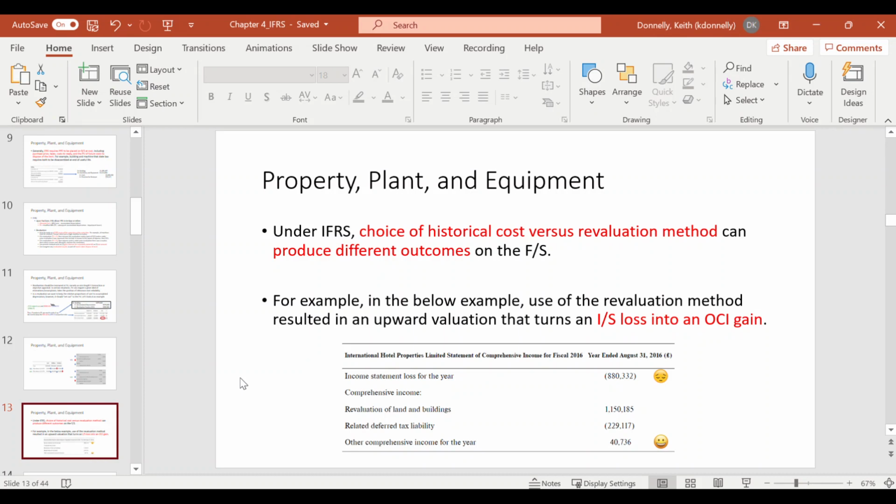Now, under IFRS, the choice of historical cost versus revaluation method can produce different outcomes on the financial statements. The idea is that if you have a positive revaluation, you're going to hit OCI, other comprehensive income. In this specific scenario, you may be at an overall loss on the income statement, but when you factor in your OCI, the positive from the revaluation of the land and buildings, your PP&E, it's ultimately going to throw you into a positive position. So this is really just saying that when you revalue it, you have to hit OCI for that amount with regard to PP&E.